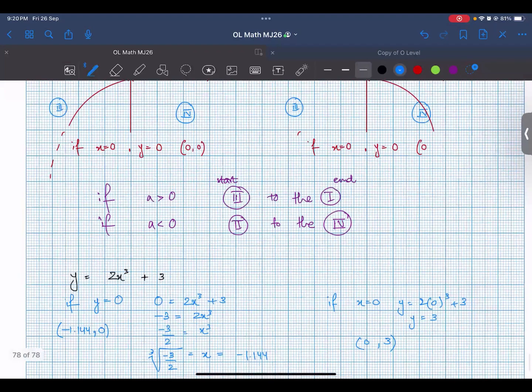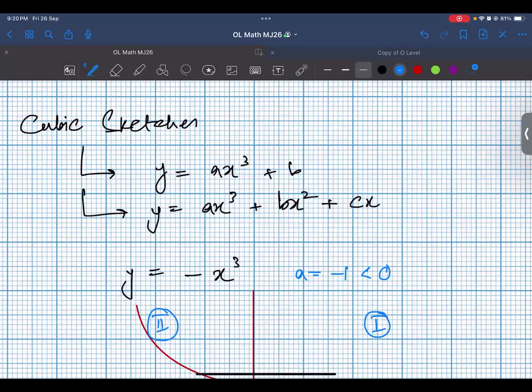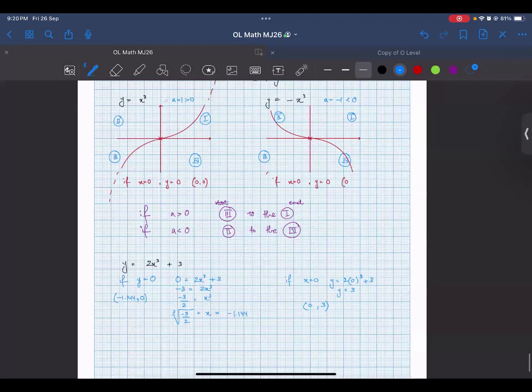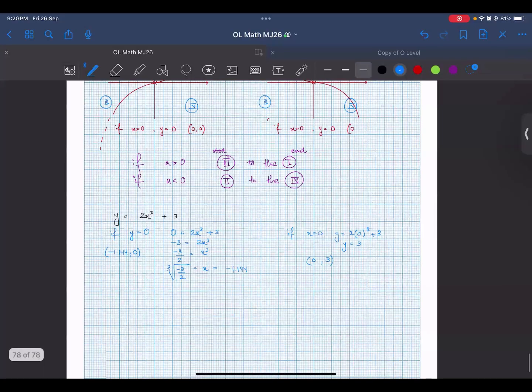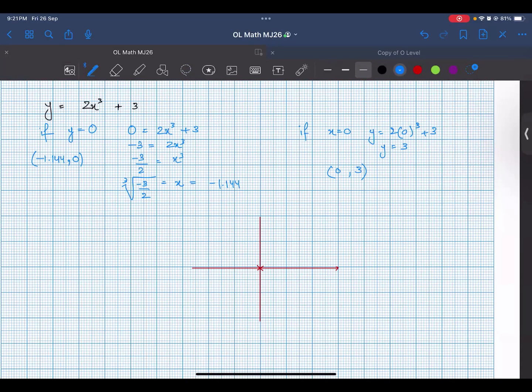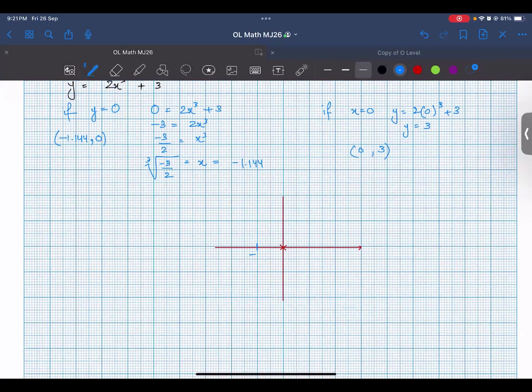And this one, 2x cube plus 3, is similar to the x cube one. There is no bx squared plus cx here. It is related to the most basic one, y equals x cube. So now if you want to sketch this, let's suppose, I'm just assuming, negative 1.44, because this is a sketch. It is not needed that it is exactly accurate or scaled. It should be approximately true.